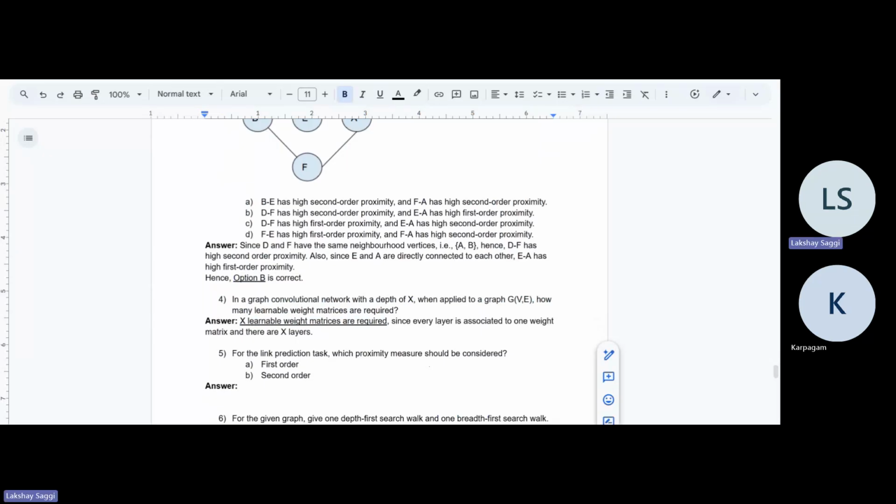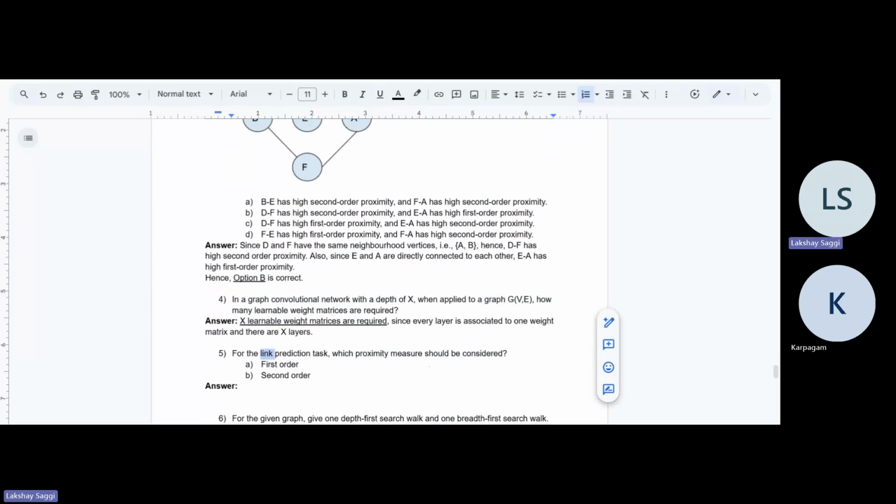The fifth question is again about first order and second order proximity. This is something which has been discussed in previous weeks, and it is somewhat related to what we discussed this time also. For the link prediction task, which proximity measure should be considered, first order proximity or second order proximity? So what was link prediction? Let me remind you again. Suppose you are given two vertices U and V and you have to predict whether there will be an edge between them in the future or not.